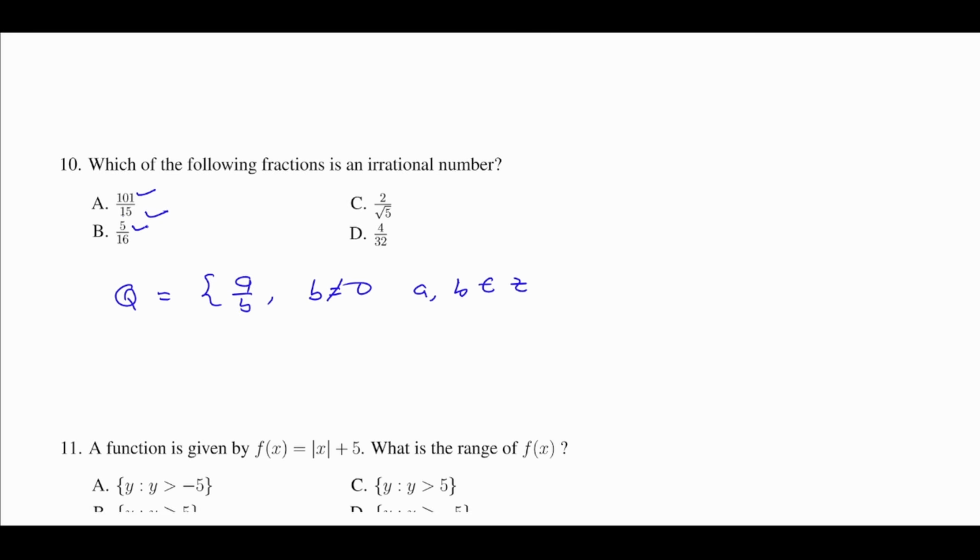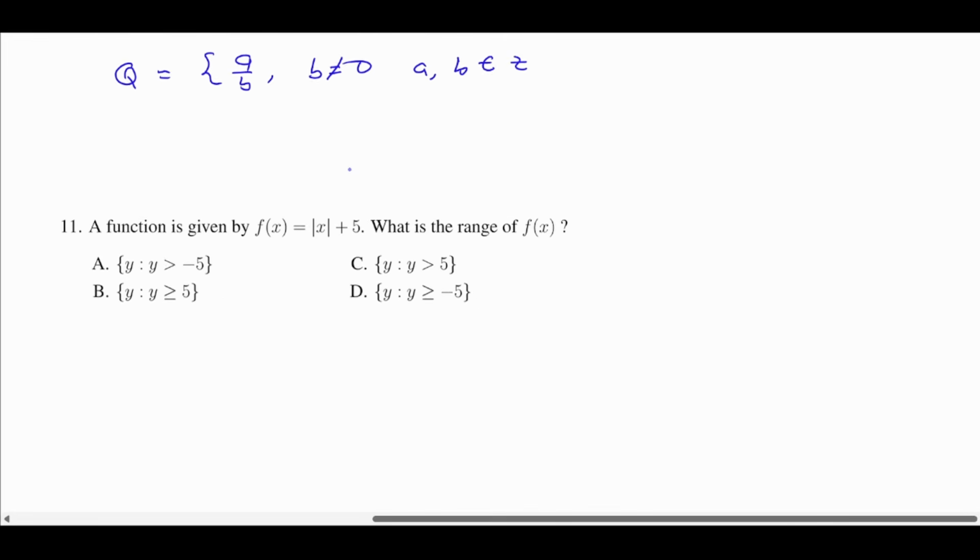Is this one an integer? Yes. Is this one an integer? Yes. And so this one too is a rational number. But when we come here, is this one an integer? Yes. Is this one an integer? The answer is no. And so in that case, this is an irrational number. And so the irrational number here is C, which is this. So we are using the definition to choose our answer.